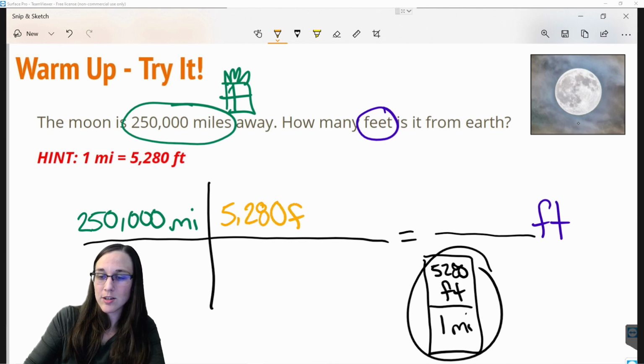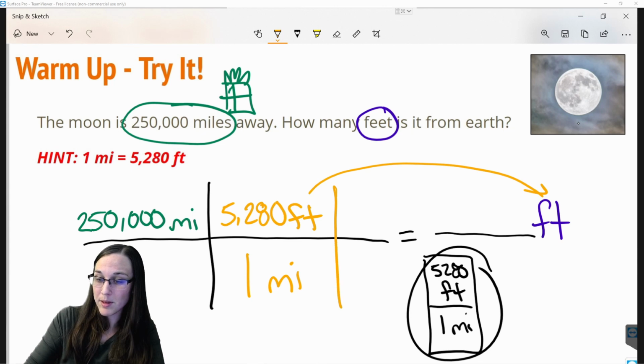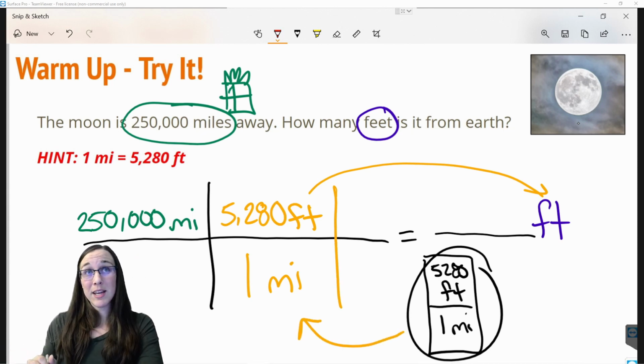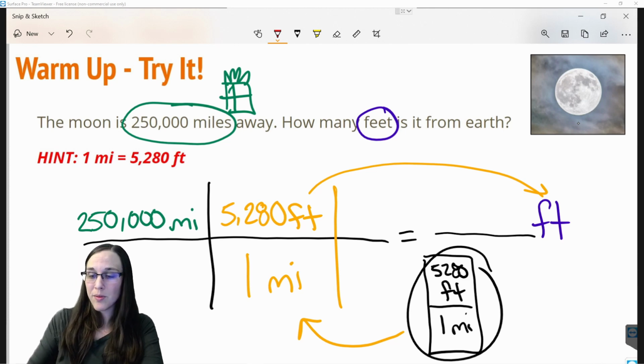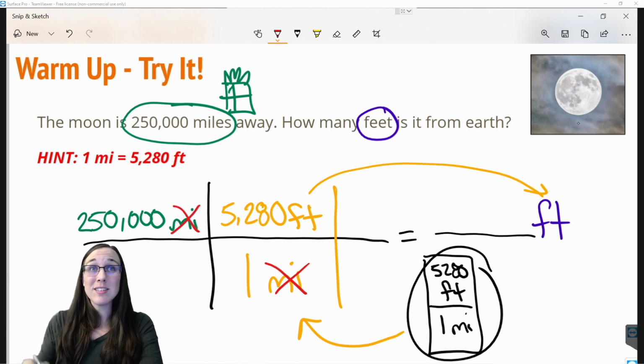5,280 feet, goal unit goes on top. Woohoo! It is on top, it matches. And 1 mile on the bottom. There's my nice little domino added right there. Now I can go through and make sure that my units do cancel, and I'm left with what I needed, my goal. Miles, since they're opposite of each other, there's one on top and there's one on bottom, that miles can be crossed out. It can cancel itself out.